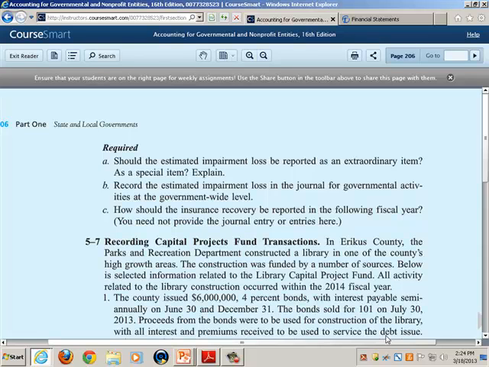All right, I want you to think about the definition. Then this is where we're going to have some fun, right? Okay. So what's the definition of extraordinary? It has to be what? Unusual in nature and outside the control of management, right? Now, but there was a hurricane 48 years ago.